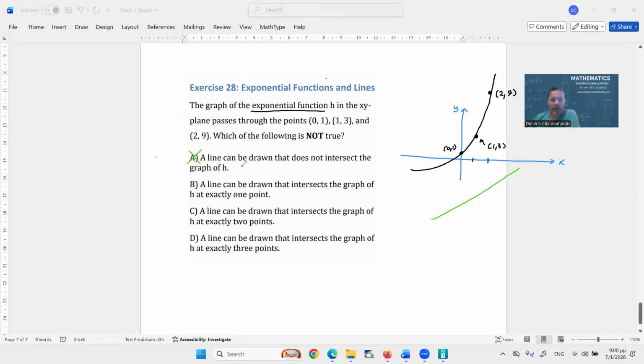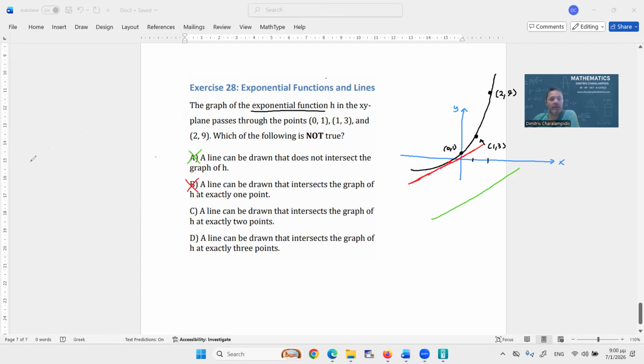In B, a line can be drawn that intersects the graph of h at exactly one point. This as well could happen. For instance, these lines are called tangent lines. That could have been. So it's not B either.